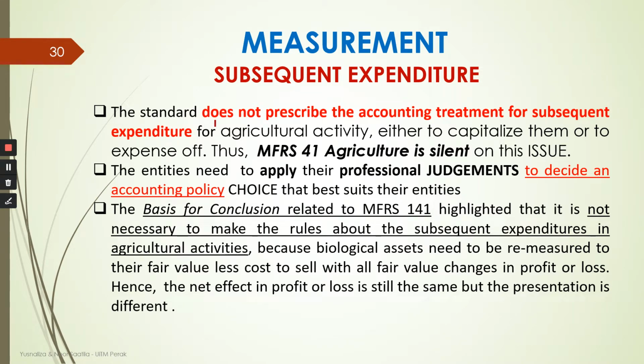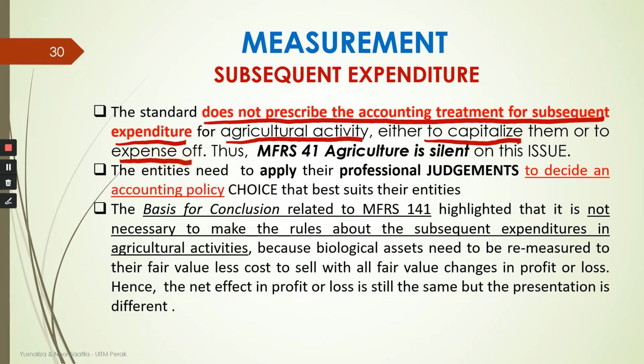Mfrs 141, however, does not prescribe the accounting treatment for subsequent expenditure for agricultural activity. In Mfrs 116, these are prescribed, right? But here, there is no prescription. So you have a choice of either to capitalize or to expense off.